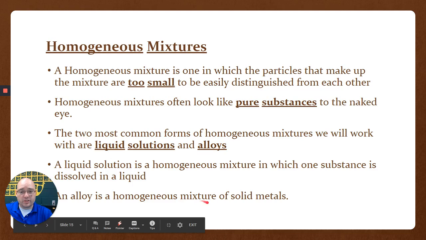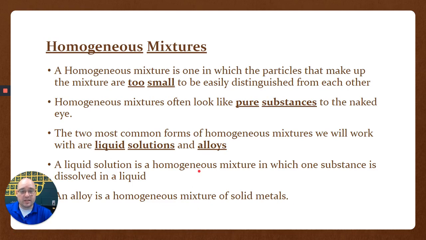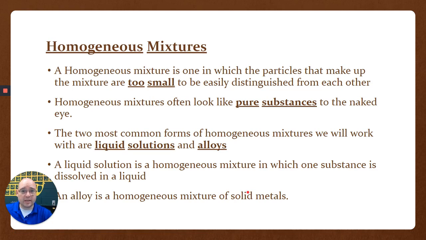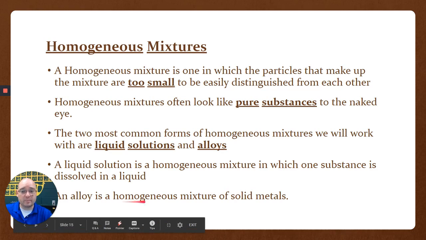An alloy is a homogeneous mixture of solid metals. So if you want steel, the way you get steel is you take iron, you melt it down, and then you take a few other metals and carbon and a few other things, and you melt them down and mix them all together while they are liquid, while they're melted, and then you let them cool down and turn back into a solid. But while they're mixed, they are a homogeneous mixture. That is what an alloy is. An alloy is a homogeneous mixture of metals, and the way you make an alloy is by turning them into liquids first.